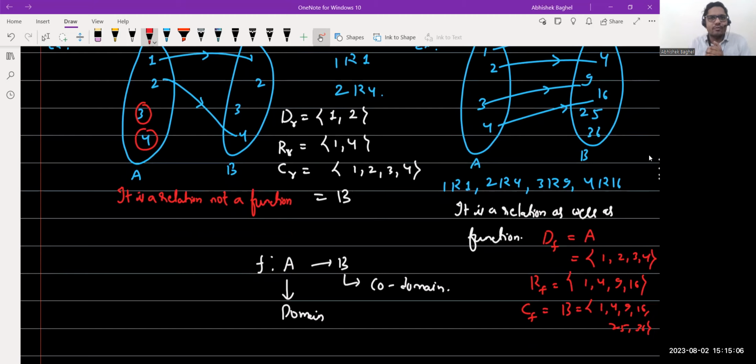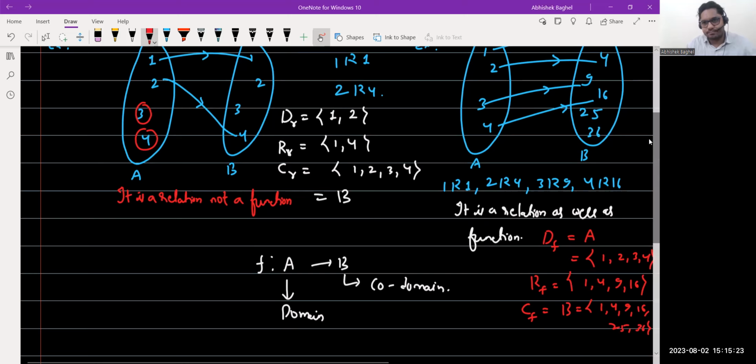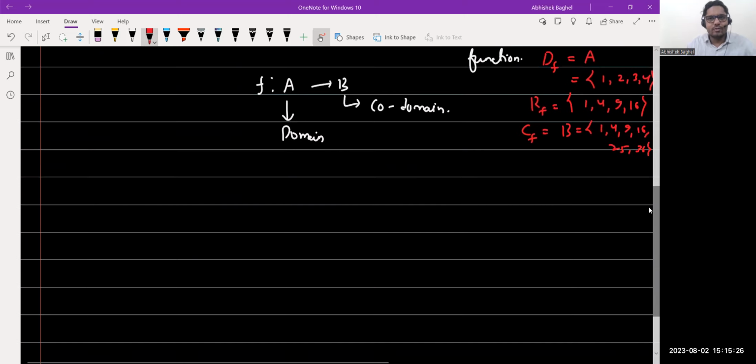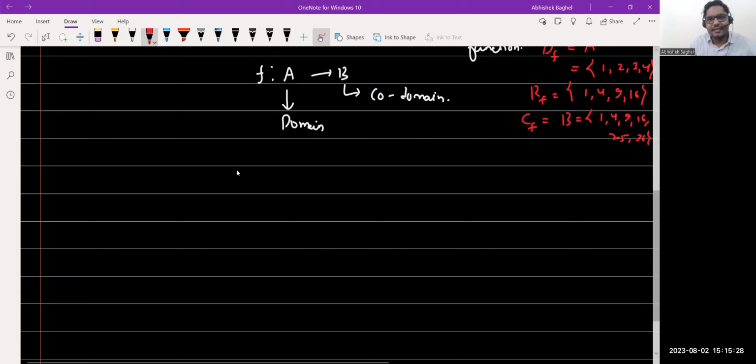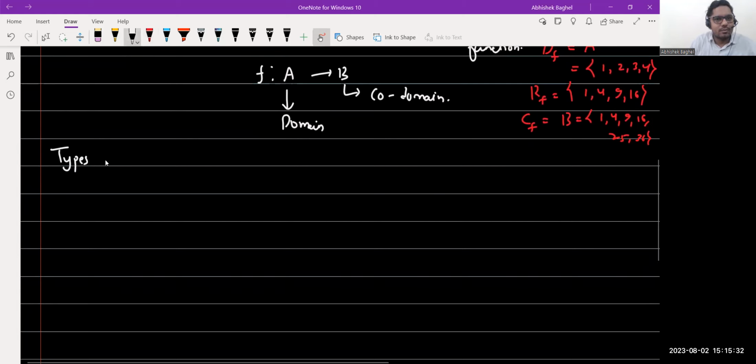We'll now move forward with the next part, that is types of function. Types of function is also very important. We have understood what a function is, and how we can identify whether the given relation is a function, meaning which two conditions must be fulfilled by a relation to become a function. We'll now see the types of function. So write down the next heading, which is the types of function.